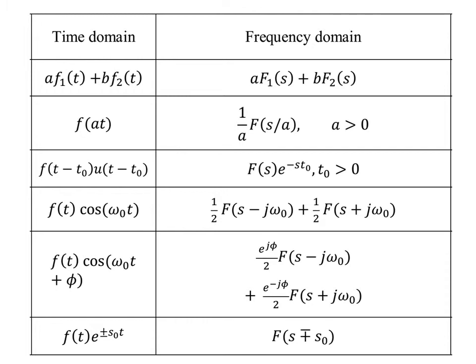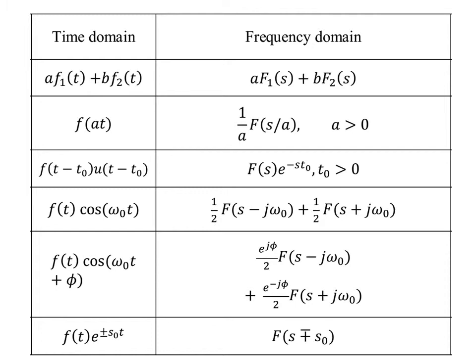Time scaling property, very similar, in fact, easier expression than the Fourier transform version of it. Time delay, notice that a time delay f of t minus t0 results in multiplying the Laplace transform F of s by e to the minus s t0, whereas before it was e to the minus j omega t0. So very similar.